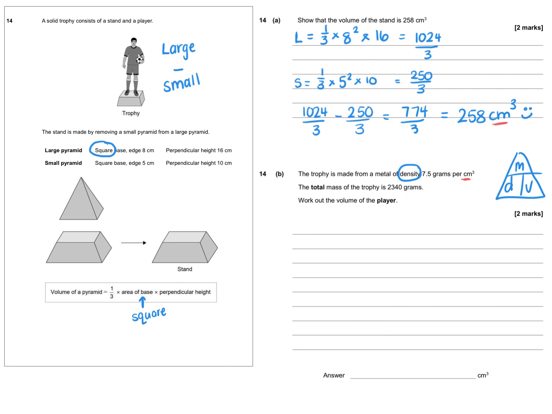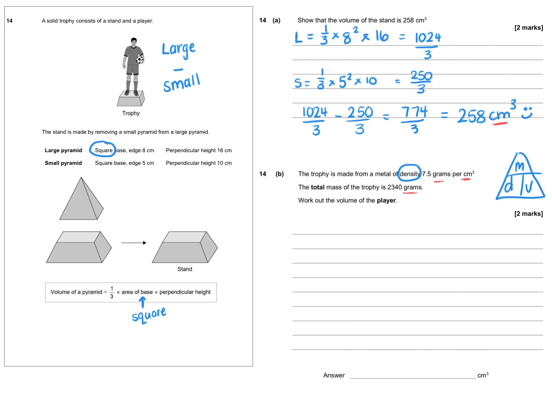The total mass of the whole trophy, not just the stand, the whole mass of the entire trophy is 2,340 grams. Oh, this is good. We're in the same units here. Work out the volume of the player.